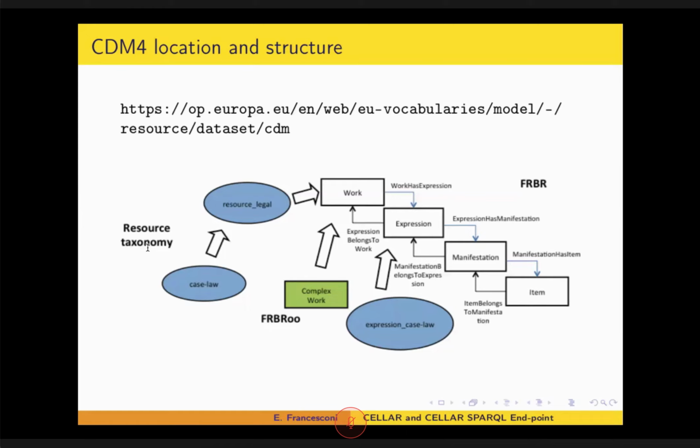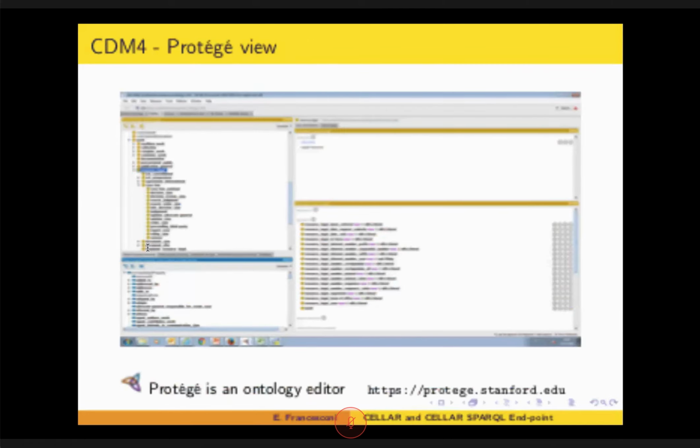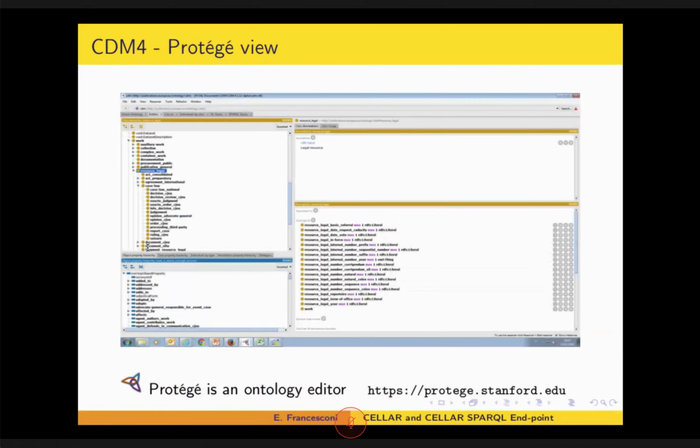This is, for example, a possible modality to access the CDM in a more human-oriented way. For example, using Protégé, which is an ontology editor, is free of charge, and you can download it and retrieve the ontology and the different specification of each class and properties.